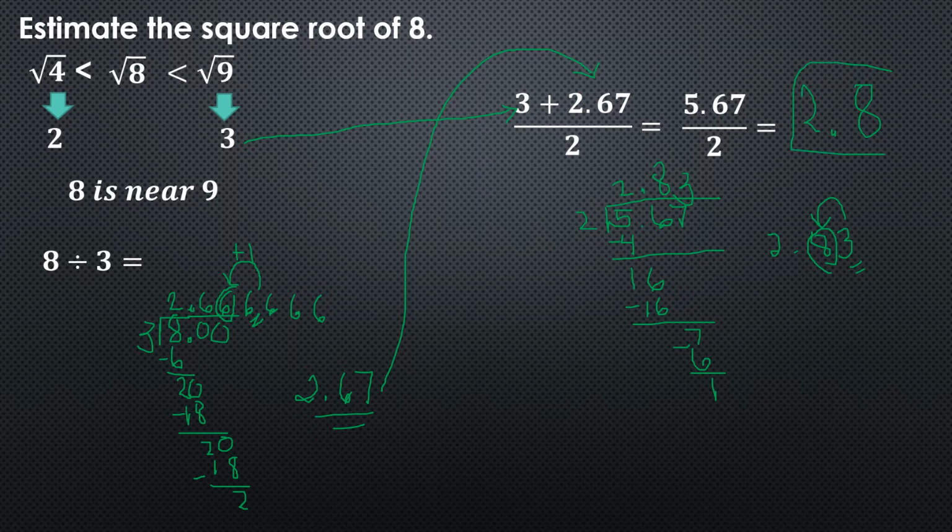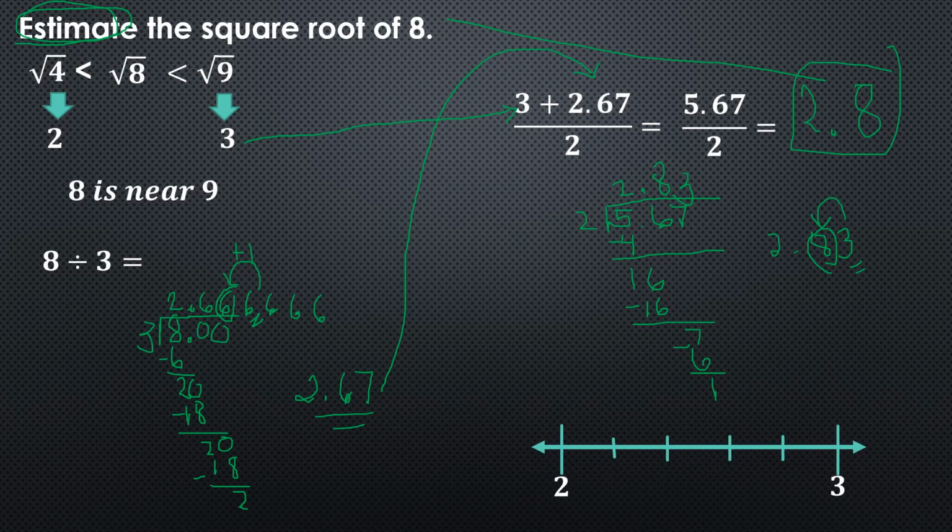So we have to use 2.8 as our estimate. Remember, this is just an estimate because irrational numbers are non-terminating, non-repeating. If you compute this using a calculator, the answer is 2.82842725 and so on. So for us to plot this on the number line, we can use an estimate. So we have to use 2.8.